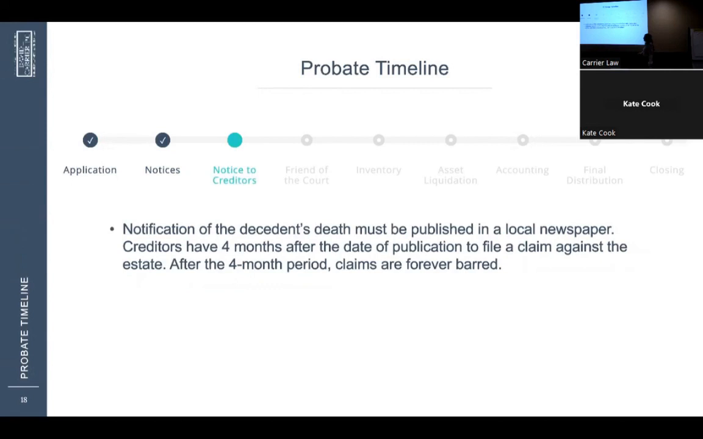The notice to creditors is also published in the event of probate, and the same rules apply. Once published in a local newspaper, creditors have 4 months after that date of publication to file a claim against the estate. After 4 months, any claims that come through are automatically barred. Creditors who make claims are not guaranteed payment.